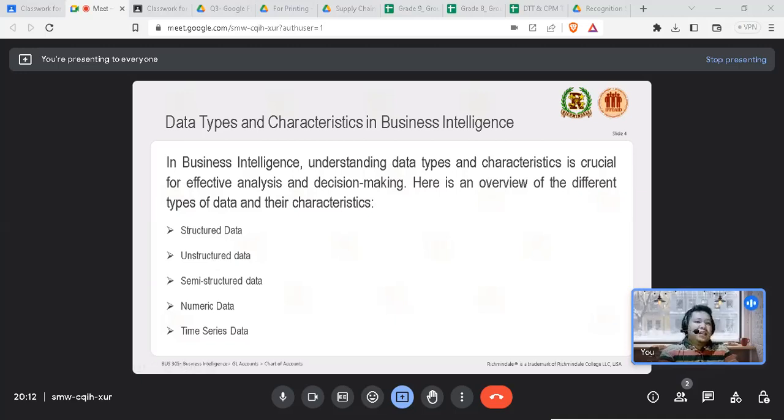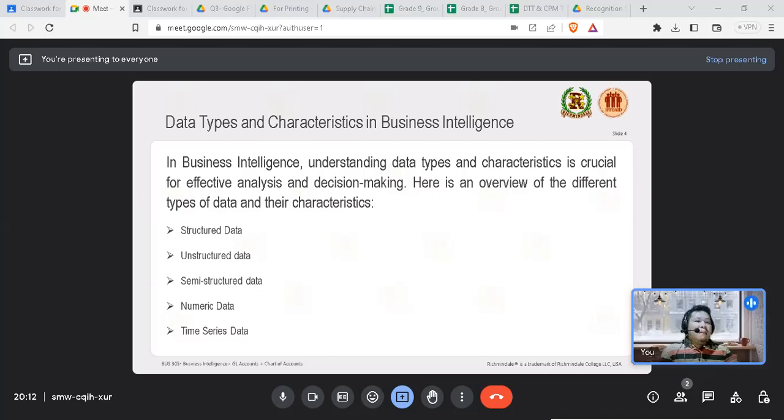So what does it mean? Unstructured data refers to information that does not conform to a predefined schema or data model. It is characterized by its lack of organization, making it challenging to analyze using traditional relational database techniques. However, unstructured data holds valuable insights and plays a crucial role in business intelligence.